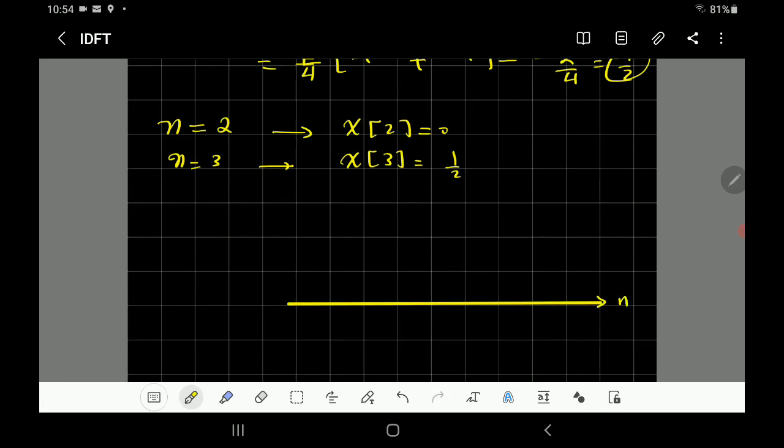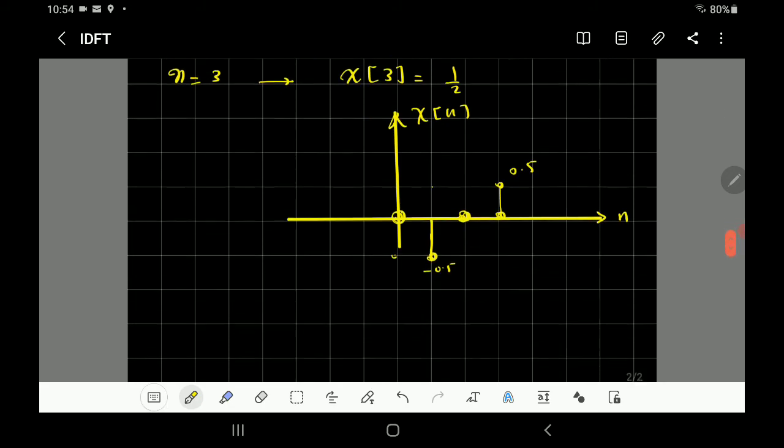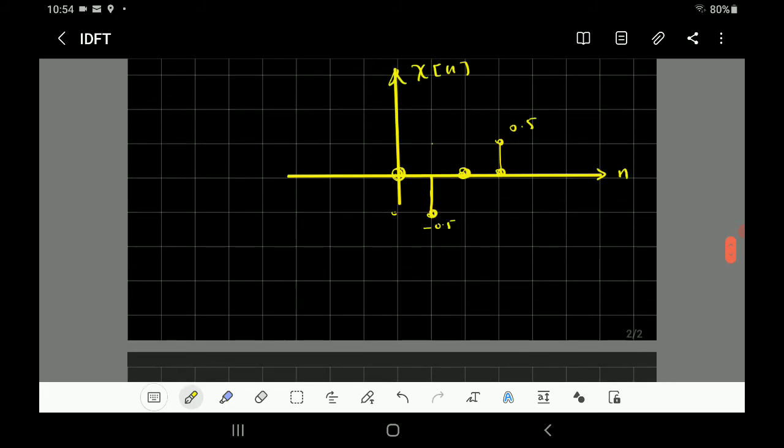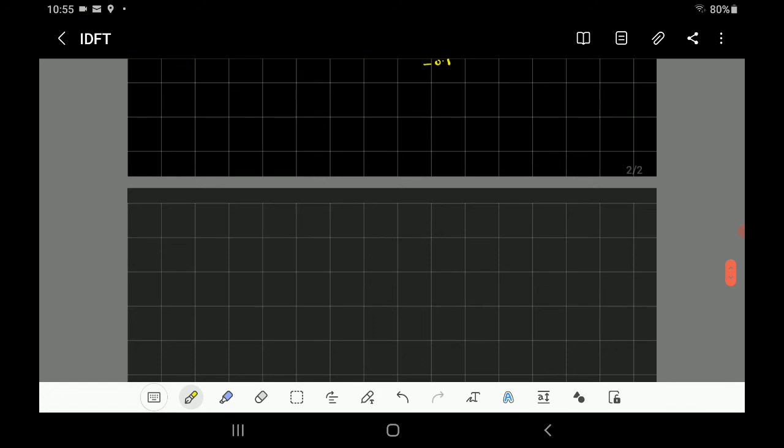If you sketch it with respect to n, that's x[n], the sequence. The value here at 0 is equal to 0, and at 1, it's equal to minus 0.5, and 0 at 2, and at 3, it's equal to 0.5. So that's the sequence, the inverse. Again, I took this simple example just to show how to apply the formula. It's very simple, even if you have a complicated one.